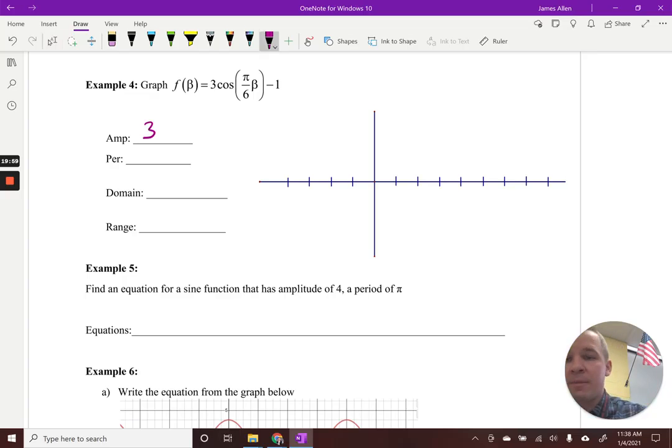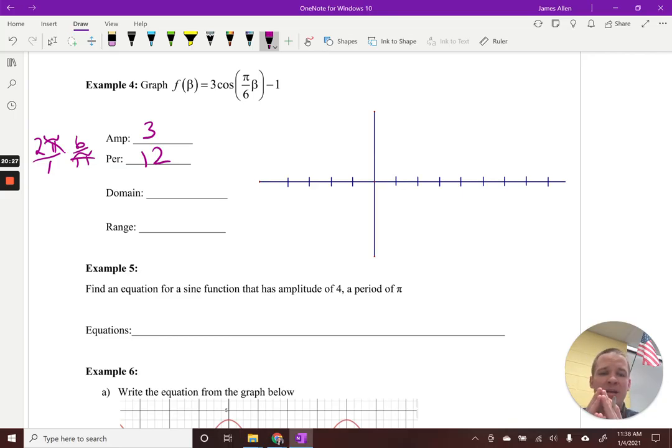Our period, I'm going to need to do 2 pi divided by pi over 6, so multiplied by 6 over pi, and throw that over a 1 if you're a little bit afraid of the fractions. I don't know why I put a 12 there. That should be a pi. That was strange. There we go. Perhaps I was looking ahead. Pi's cancel. 2 times 6 is 12 over 1, or just 12 for my period.